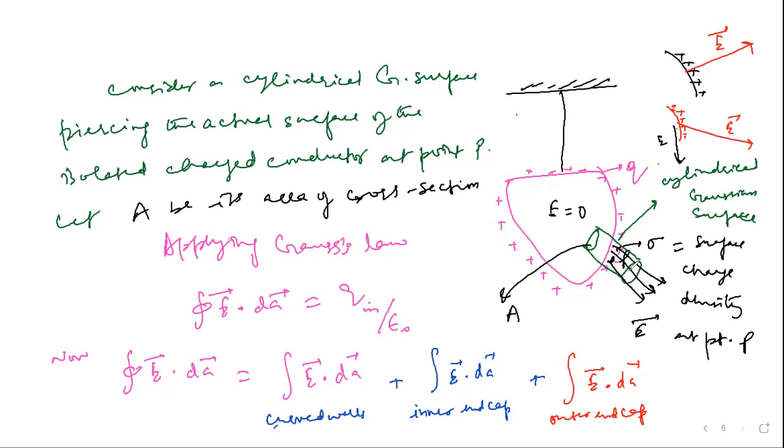E will be factored out because the field over the end cap will be constant. Integral dA will just be A, the area of cross section of the Gaussian surface. So it is 0 plus 0 plus EA. So my flux is just EA. So my left hand side flux is EA. It is Q in by epsilon naught.